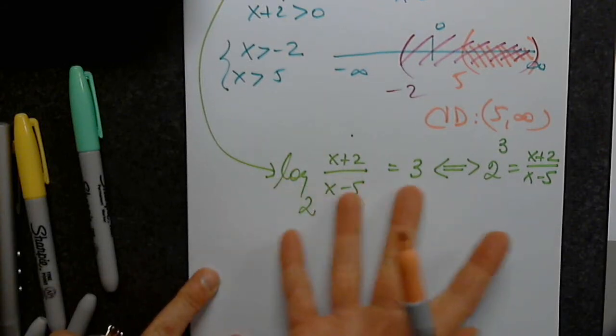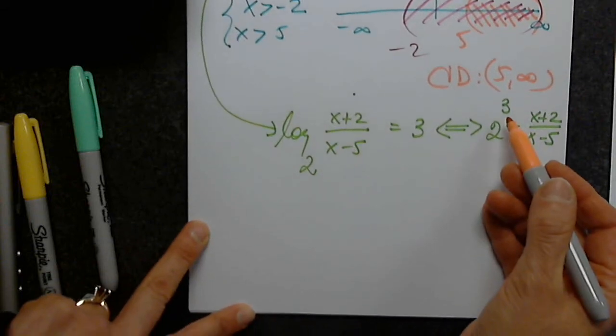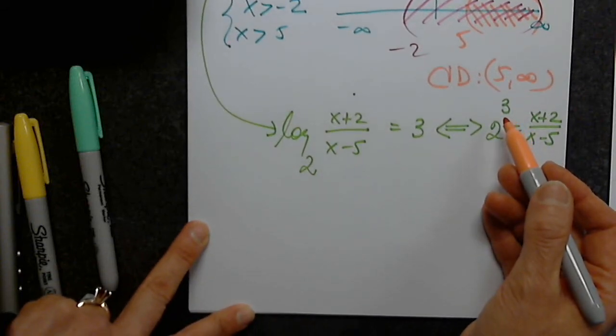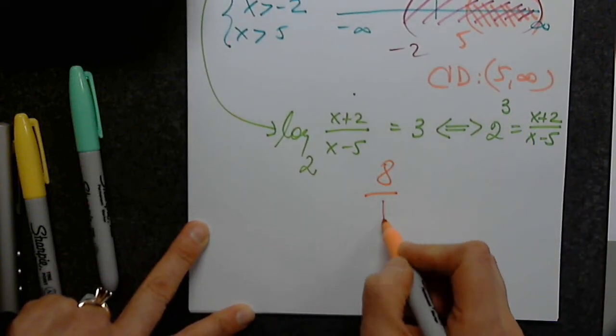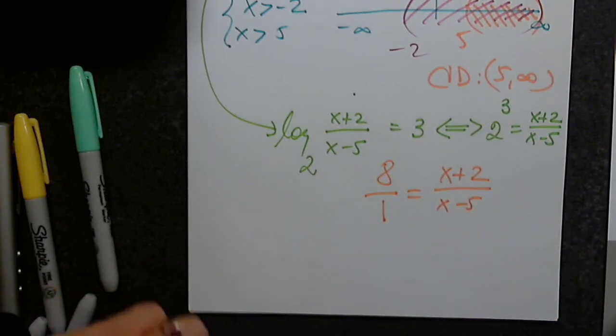So now this is done because now I have to solve this equation. How much is 2 to the third? Or 8 over 1, and you'll tell me why I'm writing it. What is the information I'm giving you by writing it 8 over 1? Exactly. This is just for you to notice that it's a proportion, so we will cross multiply.